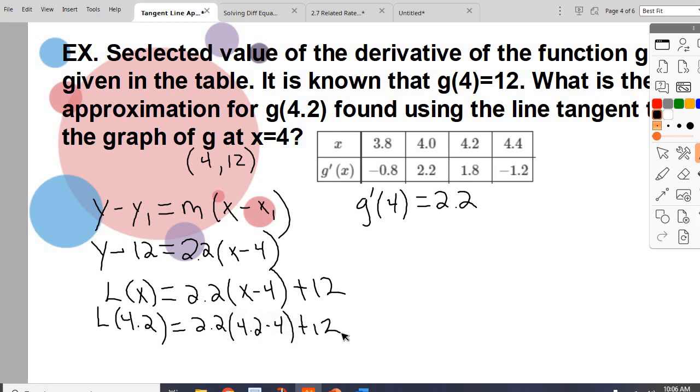Well, what is 4.2 minus 4? 0.2. What is 2.2 times 0.2? 0.44. Okay, and then so plus 12 gives us 12.44. And that's our answer.